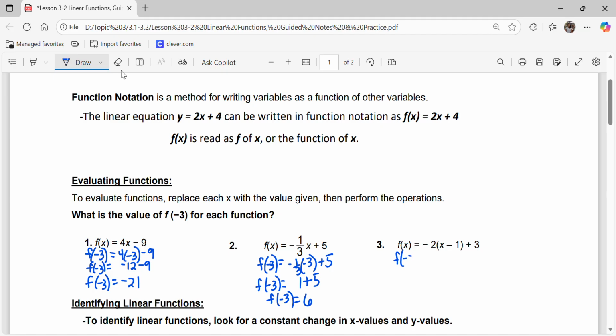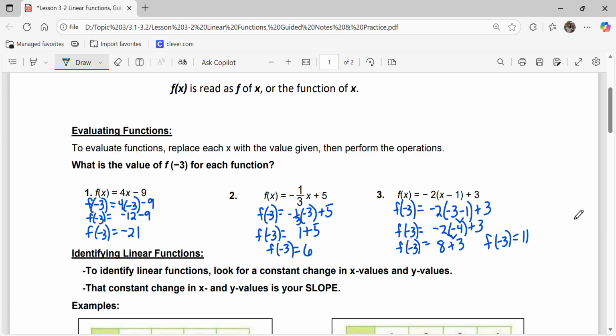The last one, f of -3 equals -2 times (-3 minus 1) plus 3. Using your PEMDAS rules, do what's inside parentheses first. -3 minus 1 is -4. -2 times -4 is +8. And then +8 added to +3 is +11.